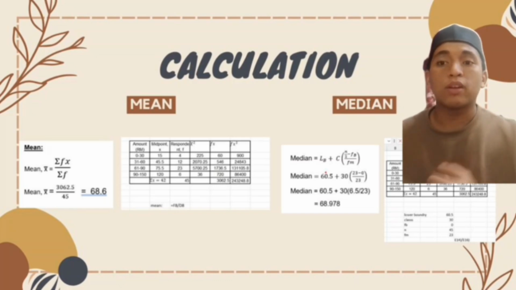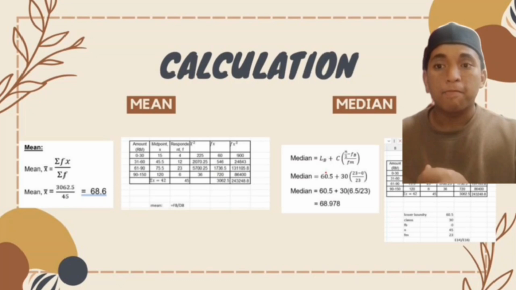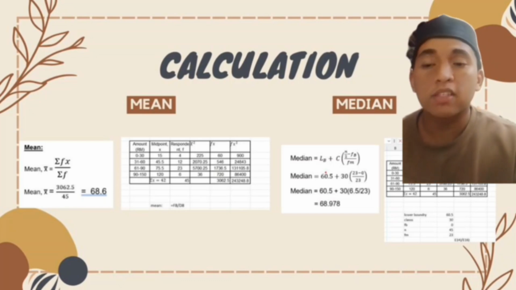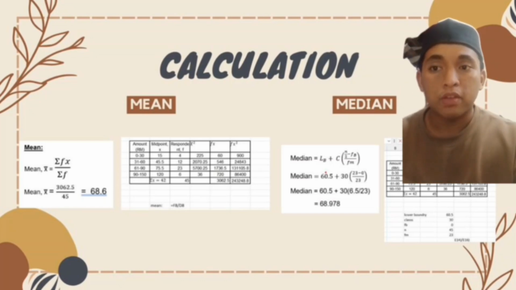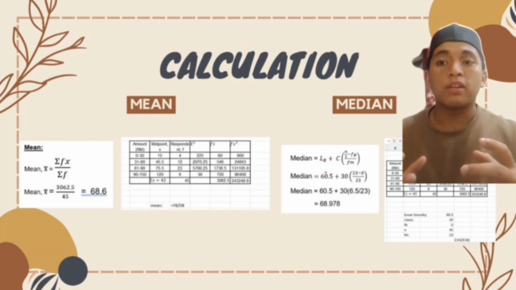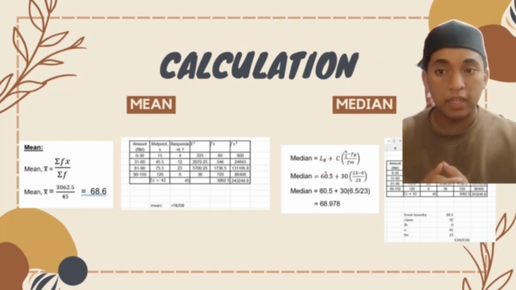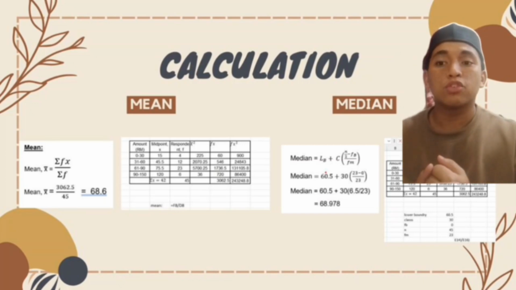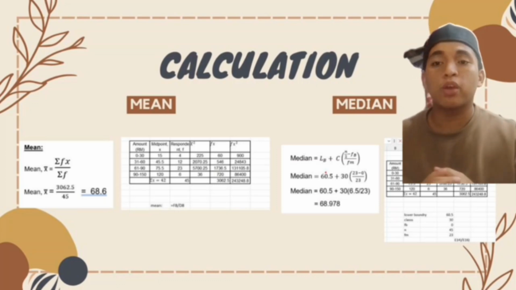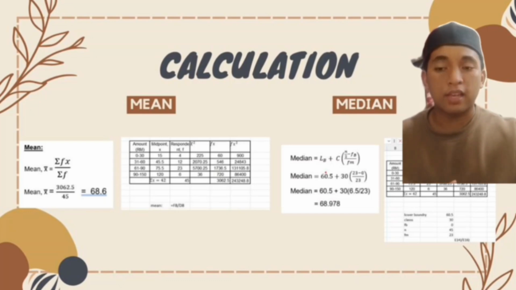And then the second one is the median. The median formula is LB, which is the lower boundary, plus C times (n/2 minus FV) divided by FM. So that is the formula we used to find the median, and the answer of the median is 68.978. And we have shown the same calculation using Excel.